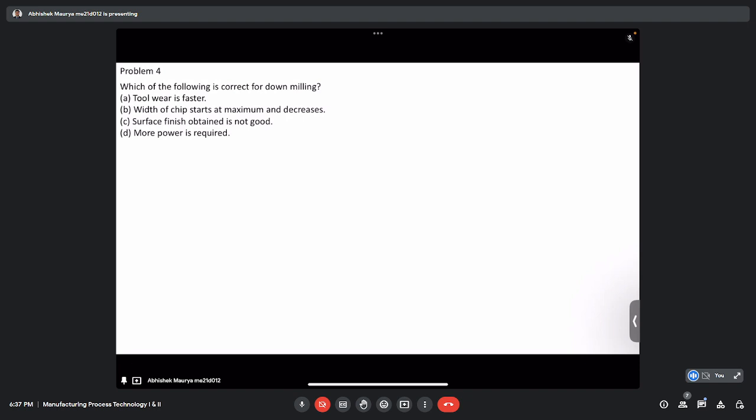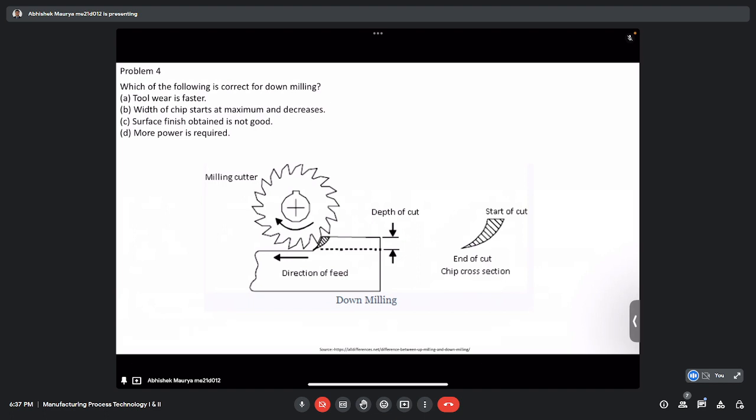Okay, so let's start discussing this problem. This problem is all about down milling. In the earlier case we have seen the case of up milling. There we saw that the cutting motion and the feed motion should be in opposite direction. So in the case of down milling, what happens? Let's try to see. Here we have a cutting tool which is rotating in clockwise direction, and the workpiece is moving towards left.